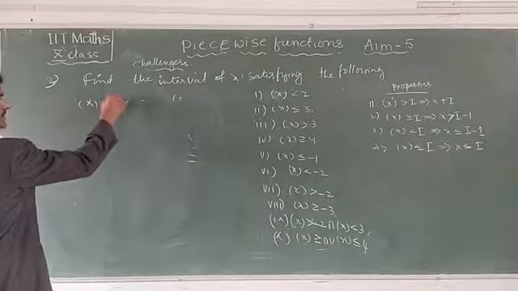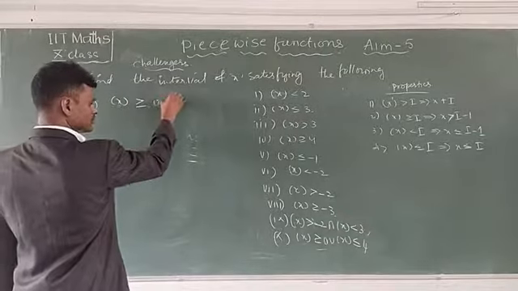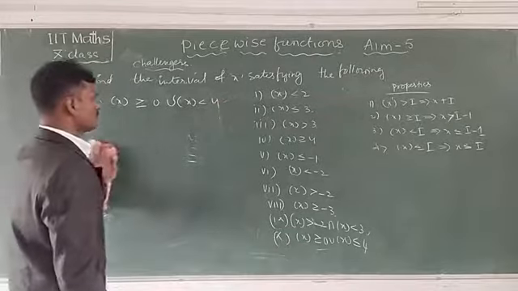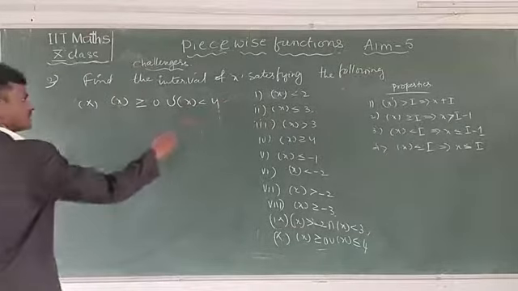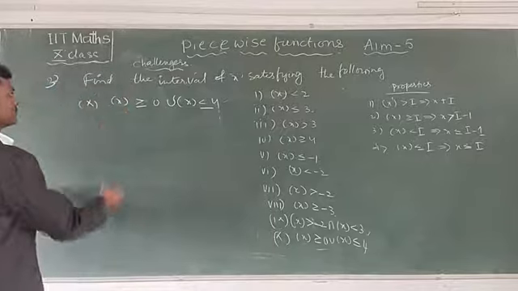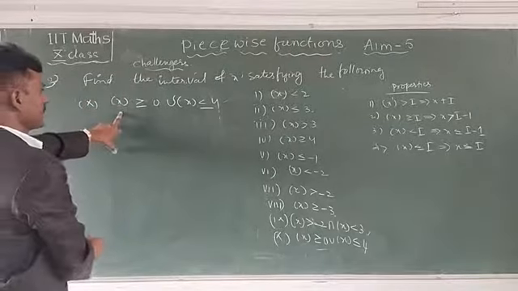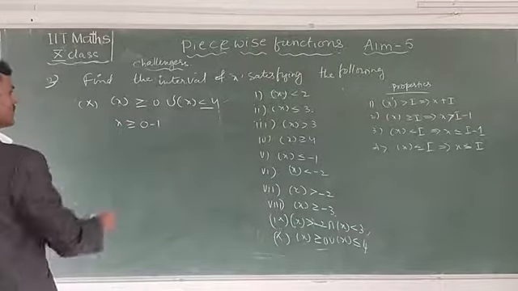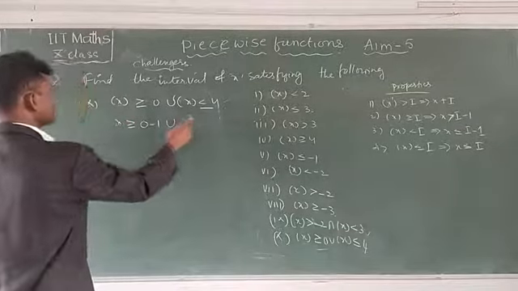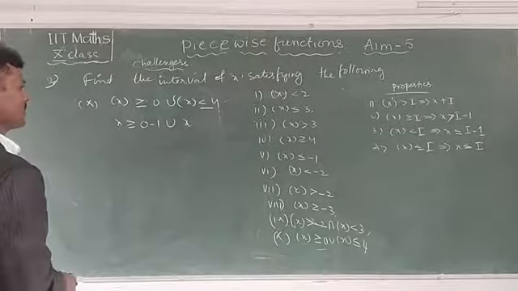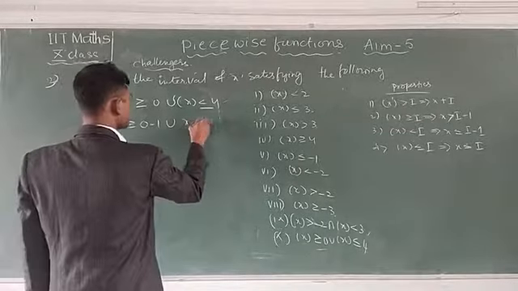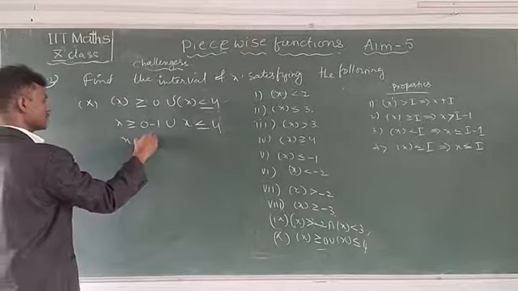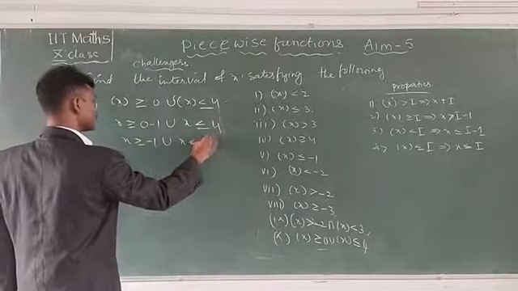Tenth one is, step x is greater than or equal to 0, union step x is less than or equal to 4 as given. Now see here, x is greater than or equal to 0 as given, then x is greater than or equal to 0 minus 1. Union, here x is less than or equal to 4 as given, means here less than or equal to 4 only. Now you can write here x is greater than or equal to minus 1, union x is less than or equal to 4.